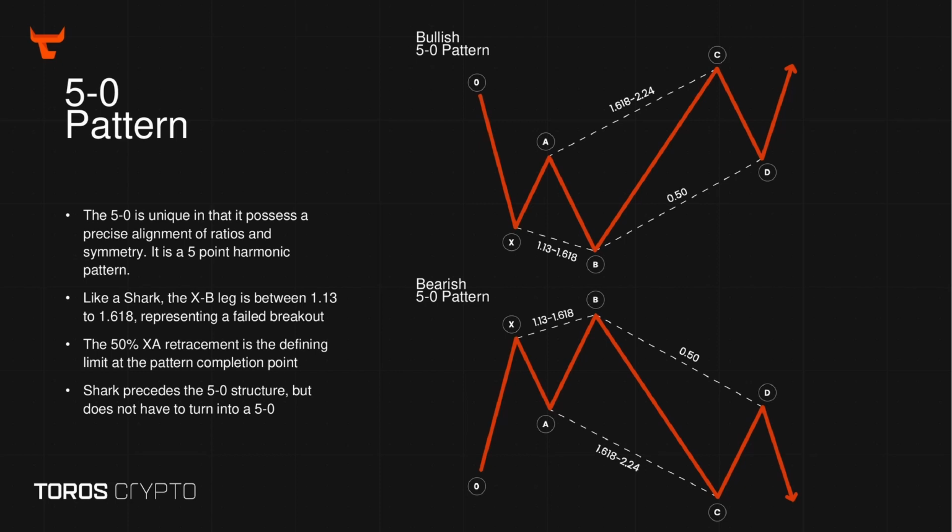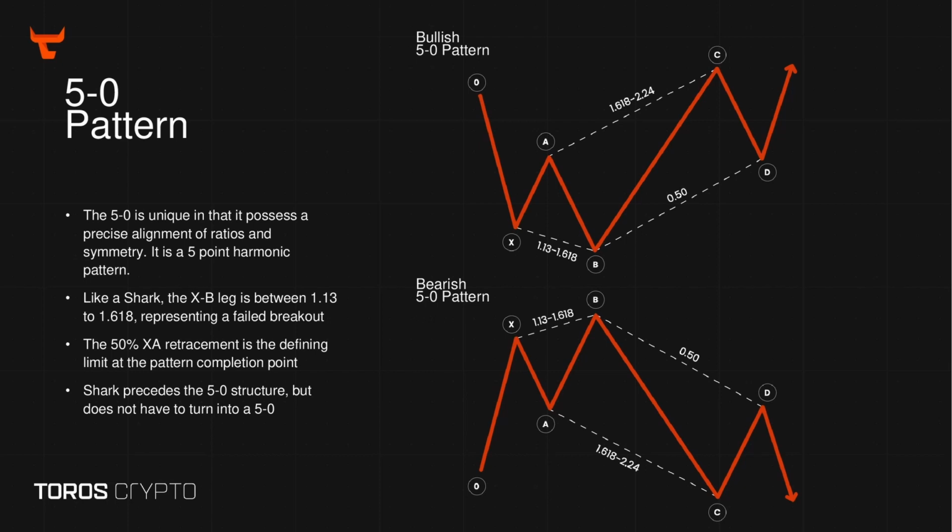And then obviously from the bullish 5.0, you're looking for price to come up after the pattern completion. The bearish 5.0, you're looking for price to come down at that pattern completion.